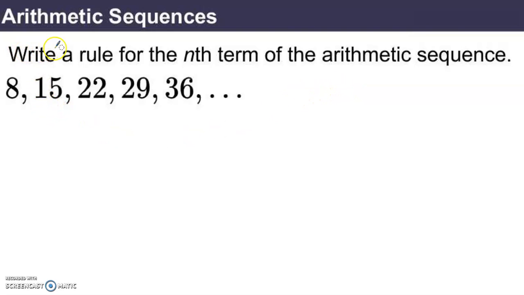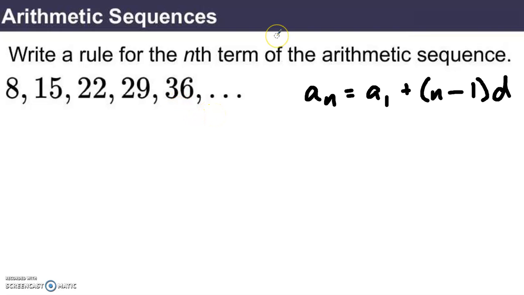Here's a quick example. Let's write a rule for the nth term of this arithmetic sequence. The sequence is 8, 15, 22, 29, 36, and so on. Okay, I made the rule magically appear there. So to write this, what do I need to know? I'm trying to find a sub n. I need to know the first term, and I need to know what that common difference is. Well, the first term in the sequence, a sub 1, is right here. It's 8.